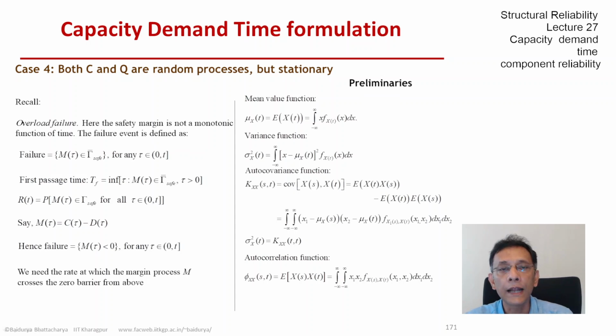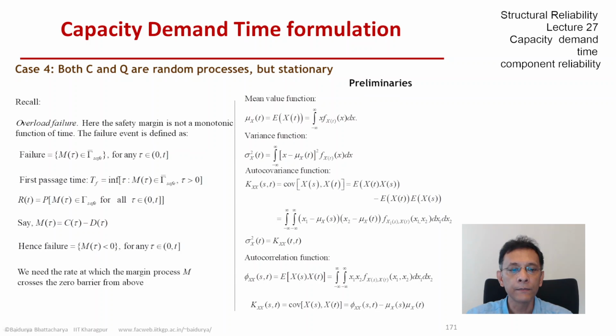I could just look at the product moment, so expectation of xs times xt, that would give what is known as the autocorrelation function. And the autocorrelation function and the autocovariance function are related in a simple manner, as you see on your screen.